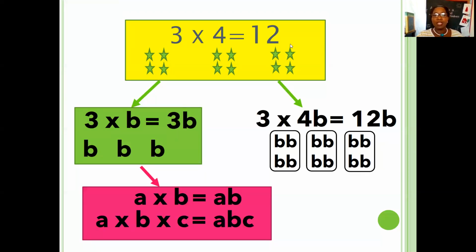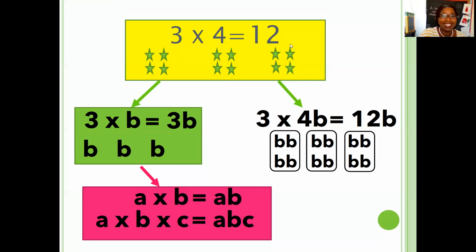All right, 3 times 4B. Well, 3 times 4B means 3 groups of 4B, and you can see it on the screen. I have 1 group, 2 groups, 3 groups. Ta-da! 3 times 4B equals 12B. And if you were thinking the way we were thinking in our first lesson, 3 groups of 4 bananas is 12 bananas. 3 groups of 4B, 12B.